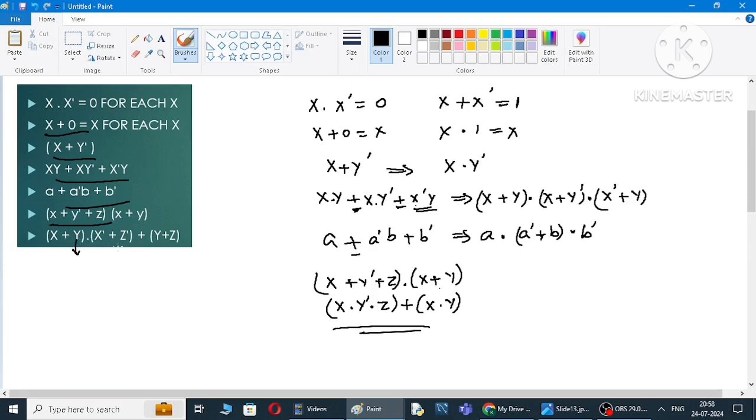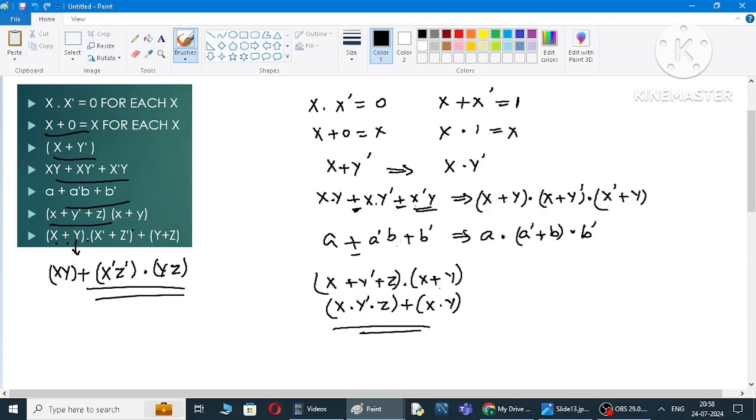Now let's find the dual of this expression, x plus y. So this will become xy. Here there is a dot, so change it to plus. X bar plus z bar. So this will become x bar z bar. Plus will become dot. Y plus z will become y dot z. So this is how you find the dual of the given expression.